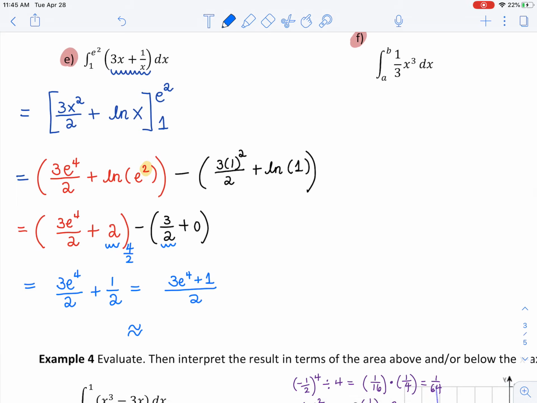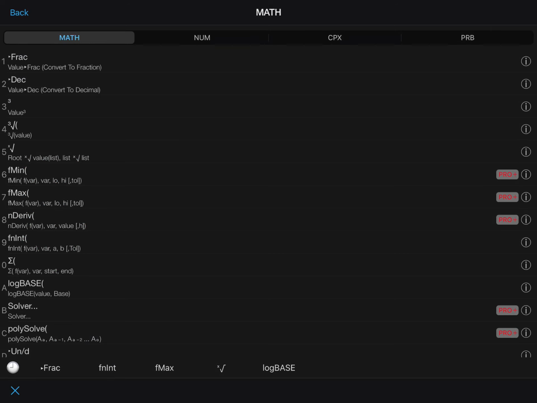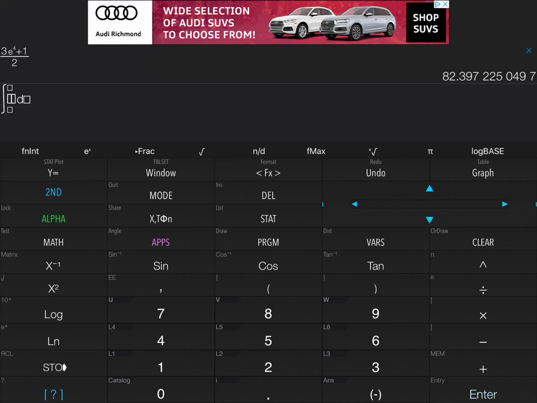And while I'm there, why don't I type this into my definite integral calculator to check our answer together, okay? Okay, so I'm over here trying to get the decimal. The exact answer that we got by hand was 3e to the 4th power plus 1 for the numerator over 2. And that answer is 82.397.